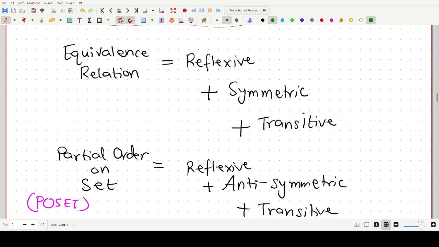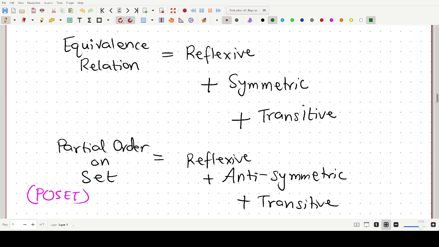Further, we identified the definition of what an equivalence relation is, basically reflexive and symmetric and transitive properties must hold. And there is also a partial order on the set, which is called poset, which means that the relation is reflexive, anti-symmetric, and transitive.